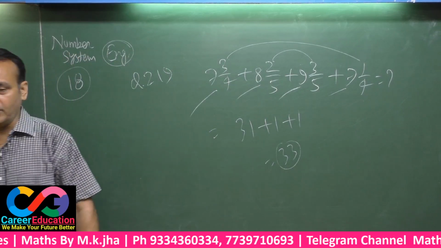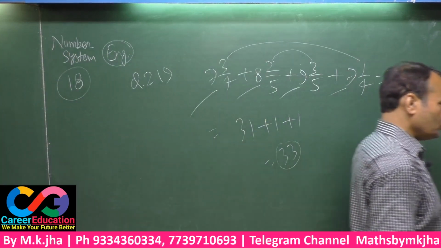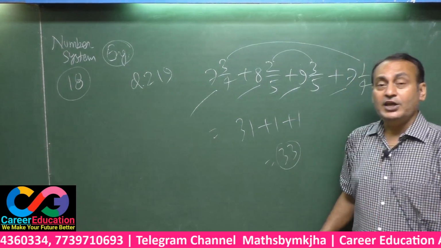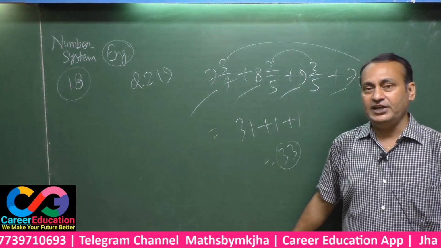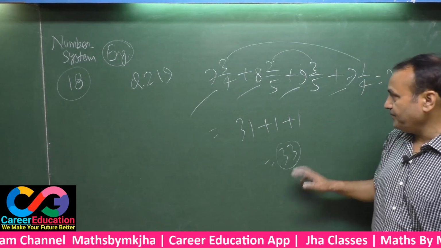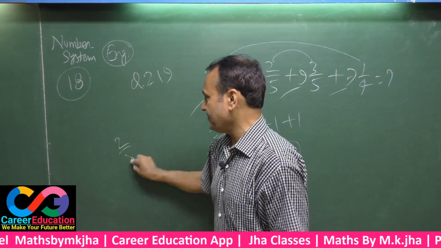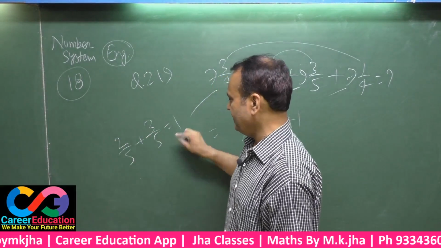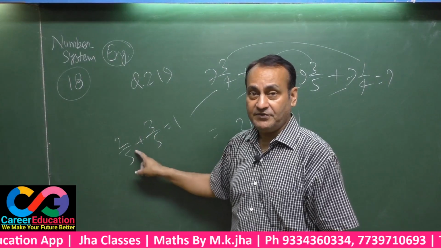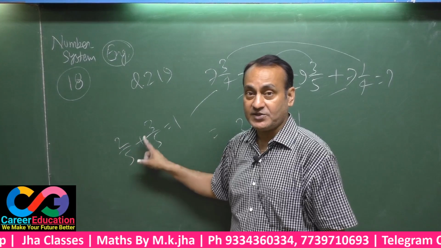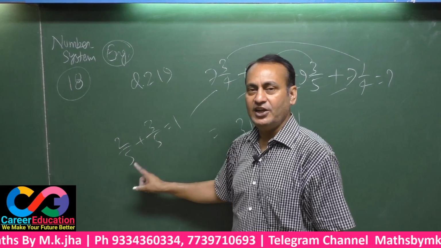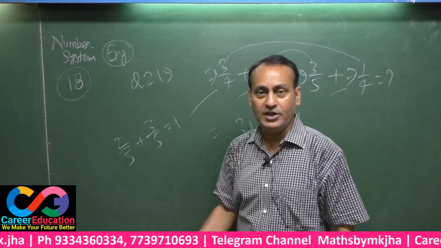This is the solution of question 219. You have to see the fractions. Listen to me carefully. If the numerator of the second fraction is the difference of the numerator and the denominator of the first fraction, and the denominator of the second fraction is equal to the first fraction, certainly after addition of these two fractions the result will be only 1.